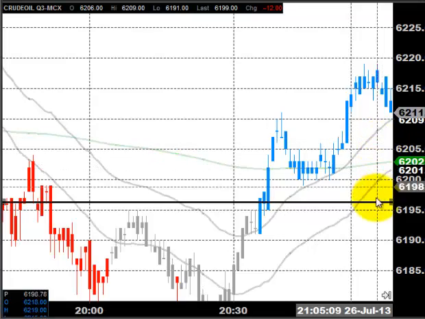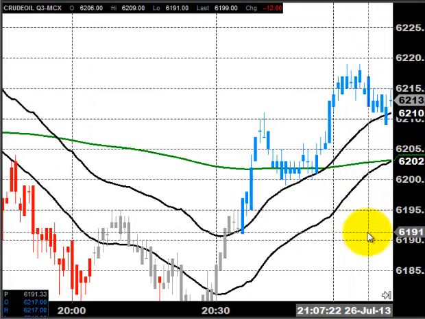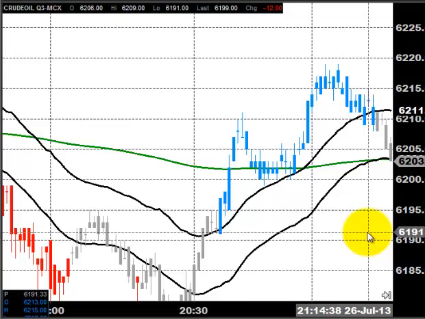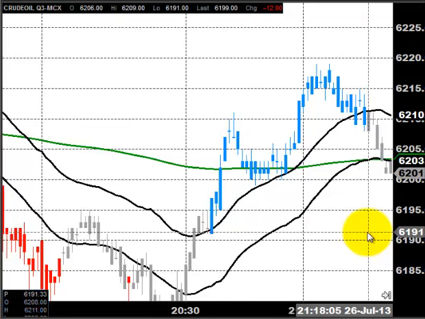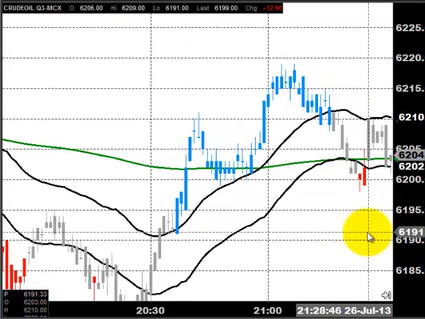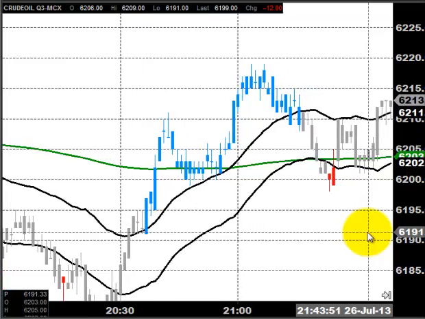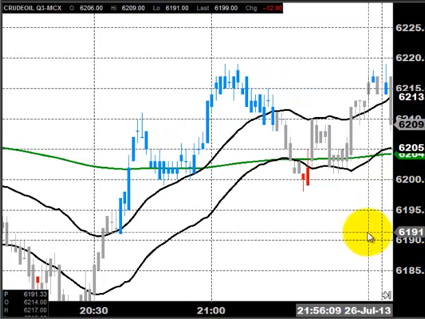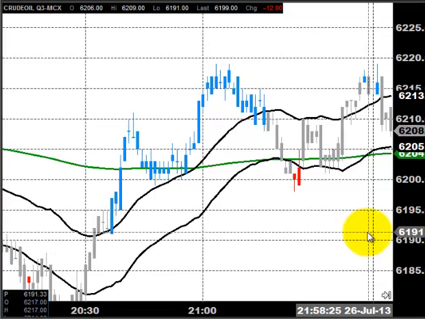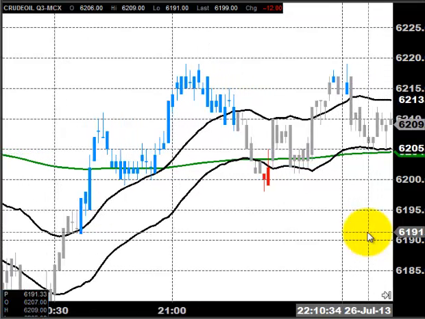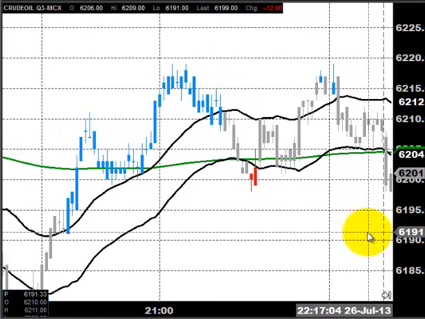Here if you see, the greatest advantage of following this strategy is that whenever you make a loss it's very small, but whenever you make profit it comes in a very big way. So that is the most important thing in trading. Whenever you make a loss, make it small. Whenever you make profit, make it big. So that is a successful strategy.